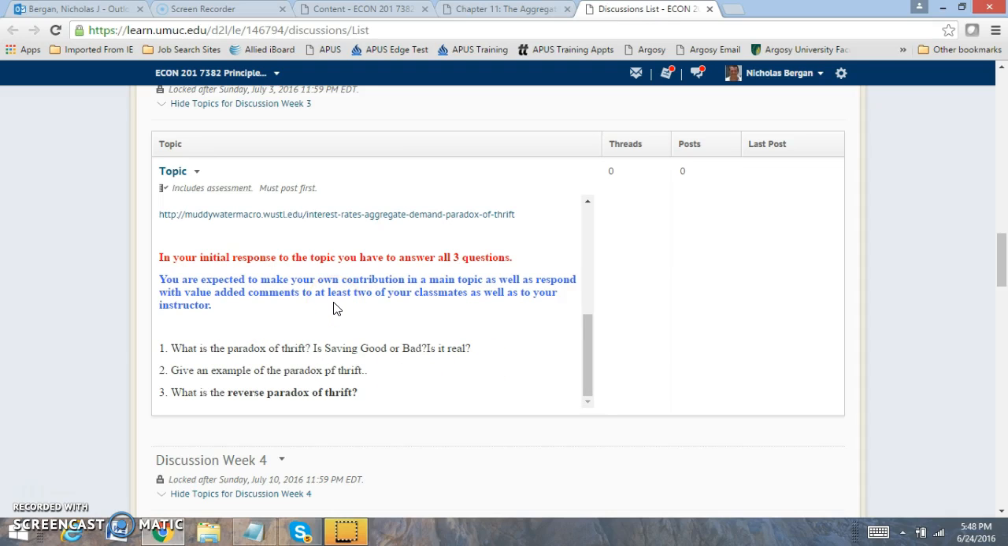What's the paradox of thrift? Is savings good or bad? Now think about that. Is savings good or bad for an economy? It's a very tricky question depending on the perspective you're looking at. Give an example of the paradox of thrift. And what is the reverse paradox of thrift?